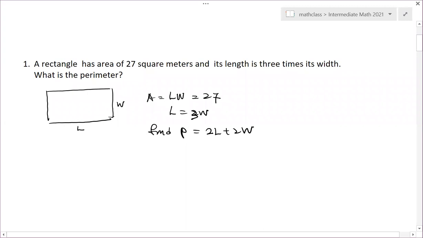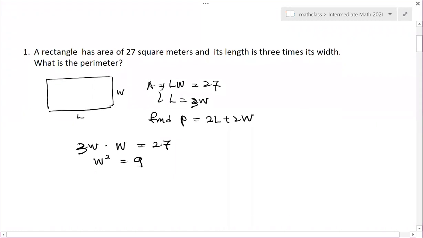So how do you solve this problem? Actually, you are solving two equations in two variables. The first equation is LW equals 27. The second equation is L equals 3W, right? So to solve this problem, you can replace L by 3W. So 3W times W equals 27. So W squared, and 27 divided by 3 is going to be 9. So now it's clear that W equals 3, right?